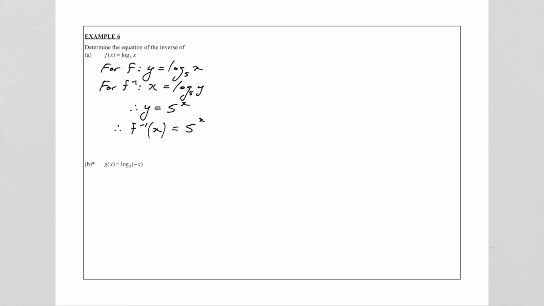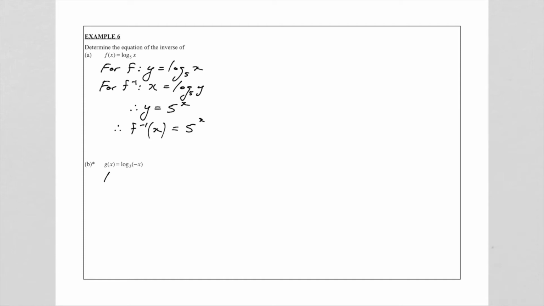And with that, we are finished with number A. Let's look at number B. This is another log function, and you can see a little star next. We say be careful because of that negative x. But let's see what is going to happen.